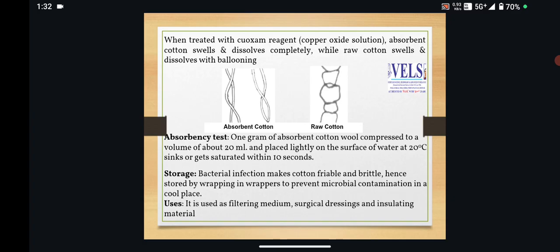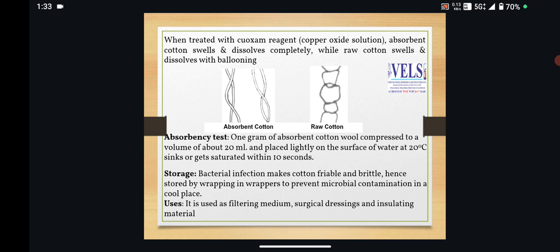For that, 1 gram of cotton was taken and put in 20 ml of water, placed in 2 separate beakers. Absorbent cotton will absorb the water and sink to the bottom of the container, whereas raw cotton does not absorb the water because of the fatty cuticle. It floats on the water surface, which is a simple test to differentiate raw cotton from absorbent cotton.